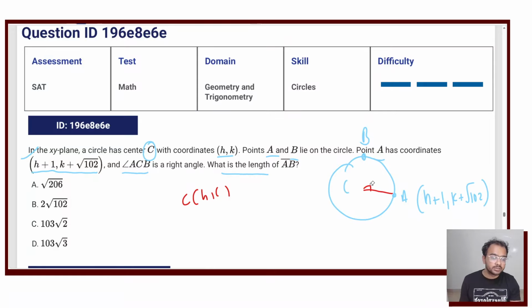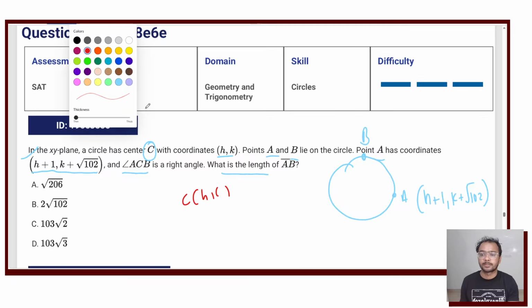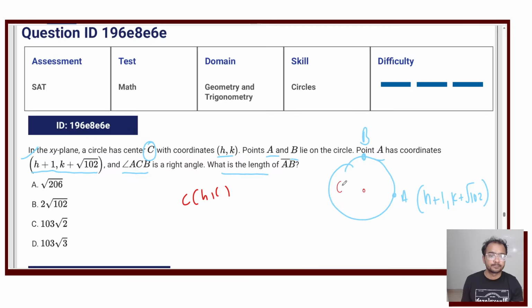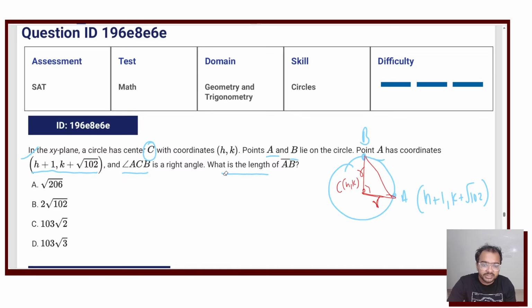Let me write it a little clearly here. So to find this length AB, we need to find this radius first. Once we have this radius, we can easily find the length of AB. So how can we find that? We can try using the distance formula for this. Let's go with the algebraic method first.